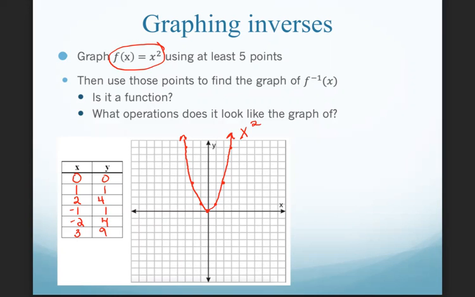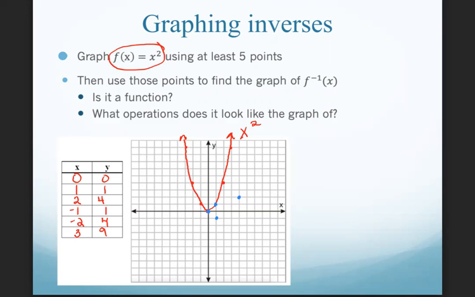So I'm going to say, okay, 0, 0 will be the same if I switch the x and y values. 1, 1 will be the same if I switch the x and y values. 2, 4 will change. It will become 4, 2. -1, 1 becomes 1, -1. Okay, so you can make a new table, absolutely, but you can also kind of visualize what's happening, right?